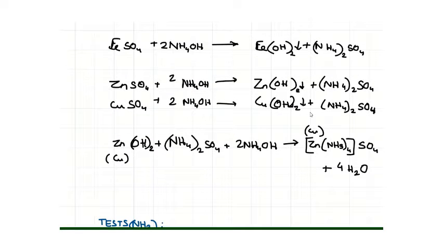Now even zinc hydroxide precipitate and copper hydroxide precipitate have colors. This, as already discussed below, is pale blue. Zinc hydroxide has a white gelatinous color. Fe(OH)2 has a dirty green color, and so on.